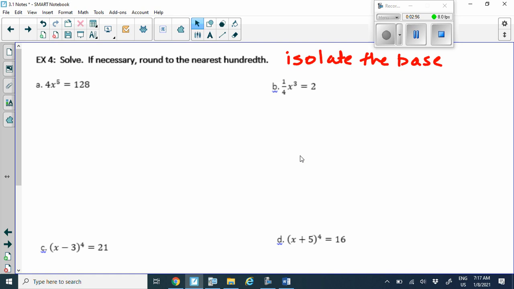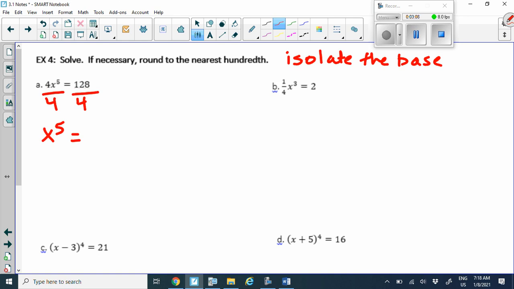So on A, we have 4x to the 5th equals 128. X to the 5th is our base. So we need to get that isolated. In order to do so, I need to divide both sides by 4. So I get x to the 5th equals, and of course just plug this into your calculator, we get 32.